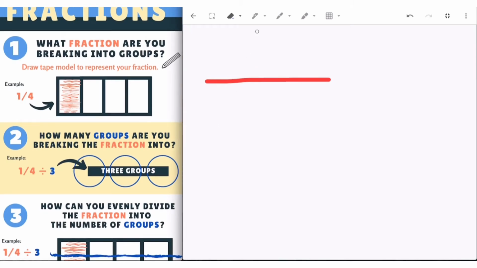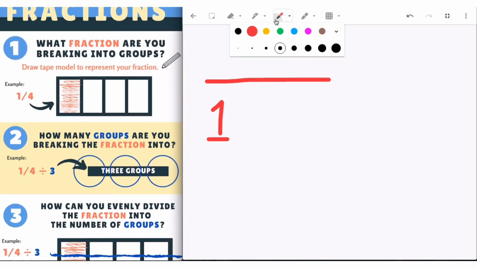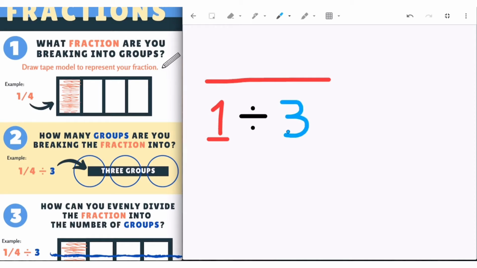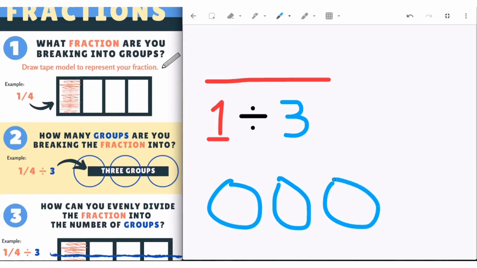So I have 1, and I'm breaking it just like the last one into 3 groups. So I'm saying divided by 3. I'm breaking it into 3 groups, and then I'm going to draw my groups again. 1, 2, and 3. Sorry, not the best circles.